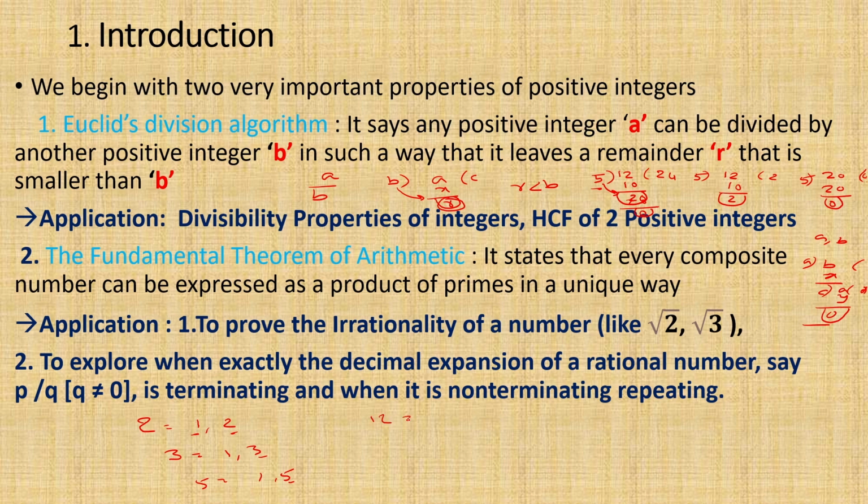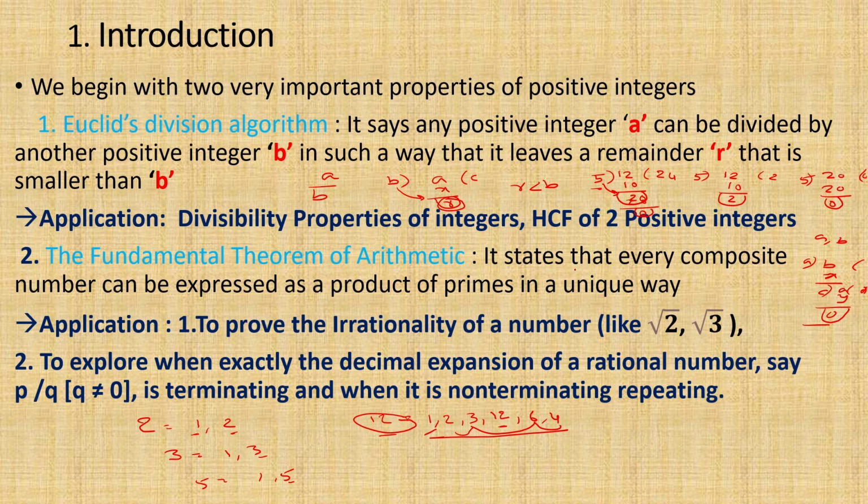Suppose here 12 is there. 12, what are the factors? 1, 2, 3, 12, 6, 4. So these are the factors of 12. So apart from 1 and the same number 12, it is having other factors 2, 3, 6, 4. All these are factors of 12. So in that case, this 12 is called a composite number.